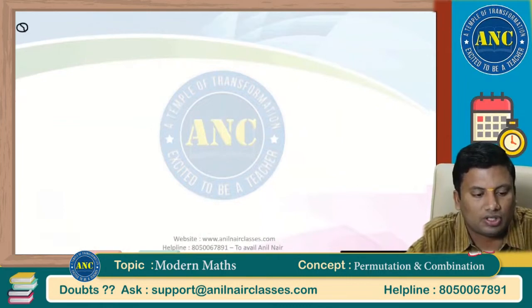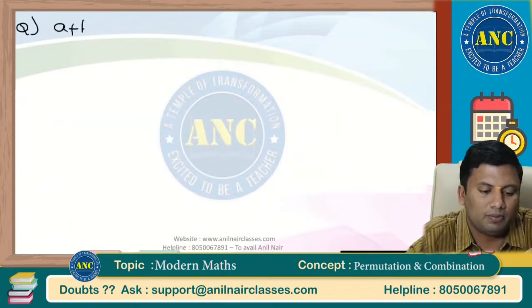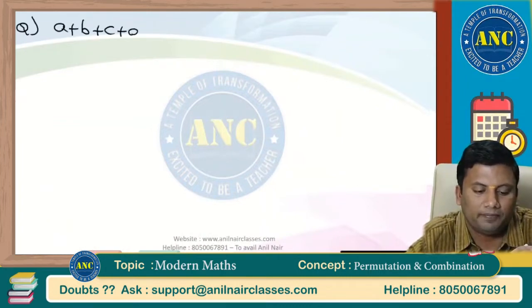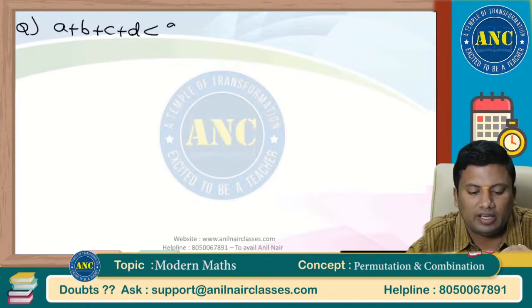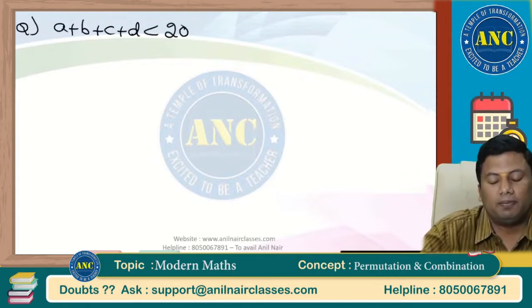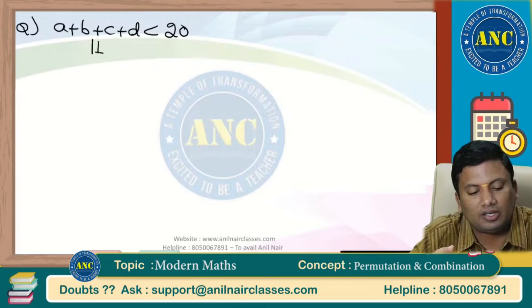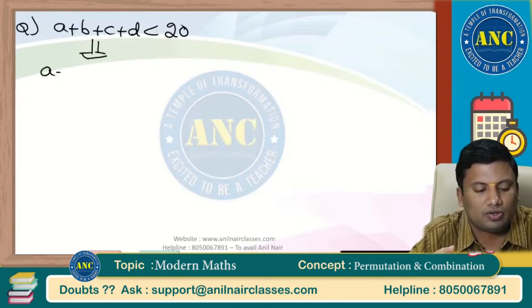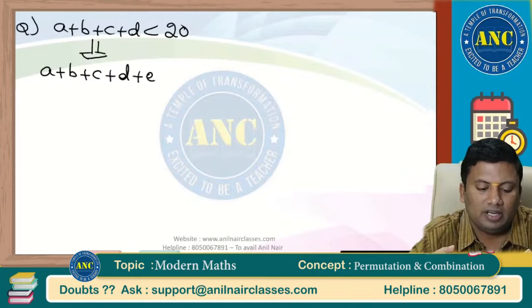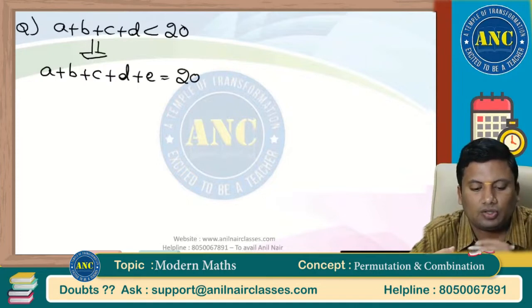Few more questions. Please write down. A plus B plus C plus D less than 20. So what will be the answer for this question? These are nothing but A plus B plus C plus D plus E equivalent to 20.